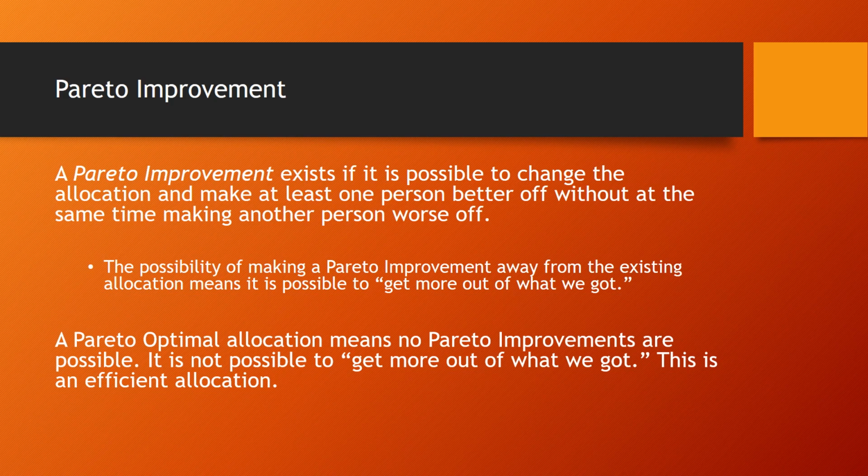So if we have a Pareto optimal allocation, this means that no Pareto improvements are possible. It is not possible to get more well-being in the community out of what we've got. And this would have to be an efficient allocation of resources.